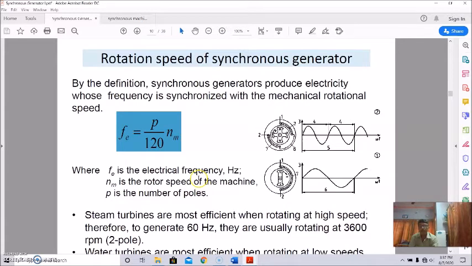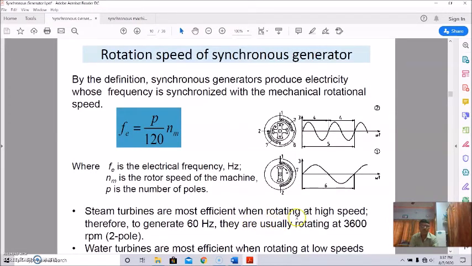The rotational speed of the synchronous generator is Ns equal to 120 f by P, as shown here. For a steam turbine, it is most efficient at 60 Hz, so it will be 3600 rpm, or if it is 50 Hz, it will be 3000 rpm for two poles.